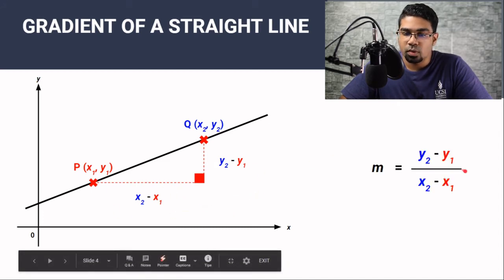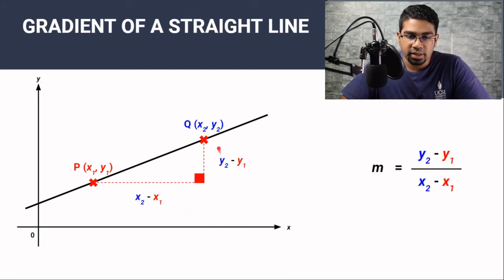So we get y2 minus y1 here. The length here will be y2 minus y1, and the length here will be x2 minus x1. So our gradient is y2 minus y1 over x2 minus x1.